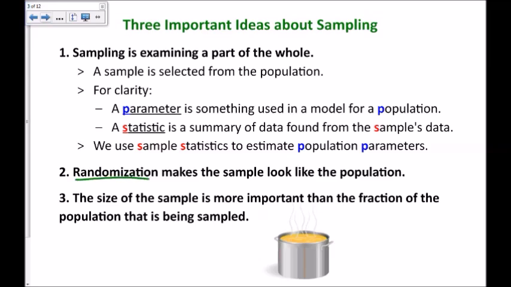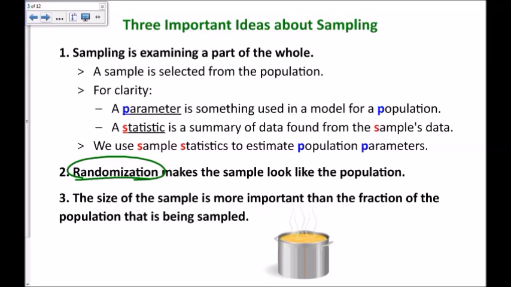randomization makes the sample look like the population. One reason that we use randomization is to help us make our sample look as much like the population as possible, so that our analysis about our sample would be also true for the population. So randomization is a really, really important key in sampling methods.